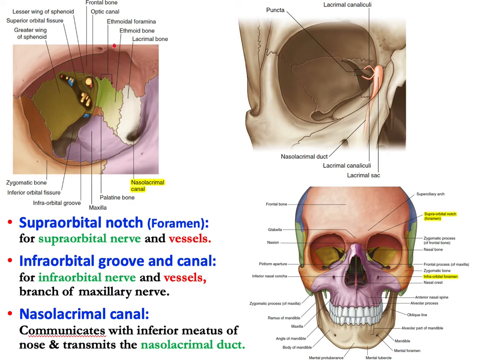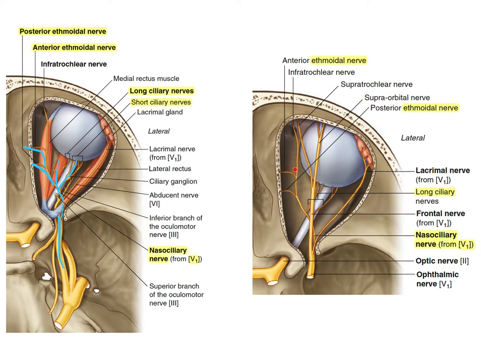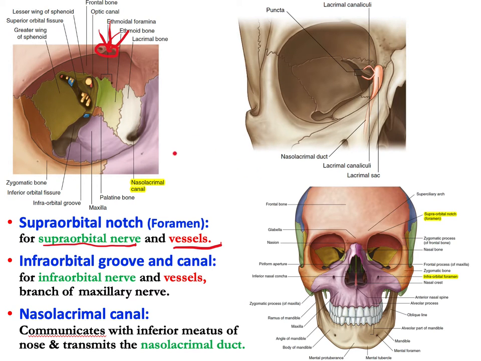Yes, supraorbital notch. This is a supraorbital notch, and foramen contains supraorbital nerve and vessels. Supraorbital nerve, right, is a terminal branch of frontal nerve. Let me remind you here. This is the V1 that divides again into lacrimal, and here is a frontal nerve. Frontal nerve continues and gives supraorbital and supratrochlear. So what you have here, the supraorbital notch and foramen, right?